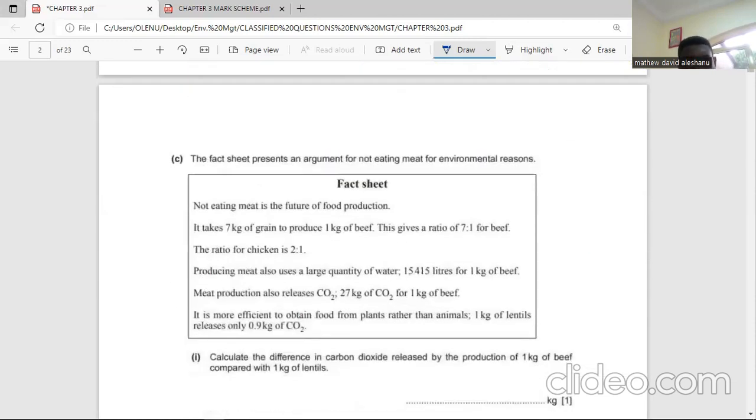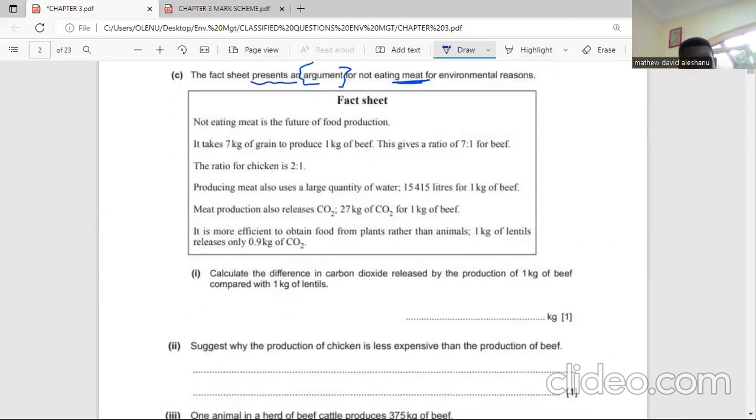Now, look at this next question. They say the fact sheet presents an argument. So it's an argument first. Take note of these keywords: for not eating meat for environmental reasons. Now, let's go through the fact sheet. They say not eating meat is the future of food production. It takes 7 kg of grain to produce 1 kg of beef. Now, this gives a ratio of 7 to 1. That's 7 grain is equal to 1 beef, which is meat. For chicken, the ratio is 2:1. So 2 grain is equal to 1 chicken.